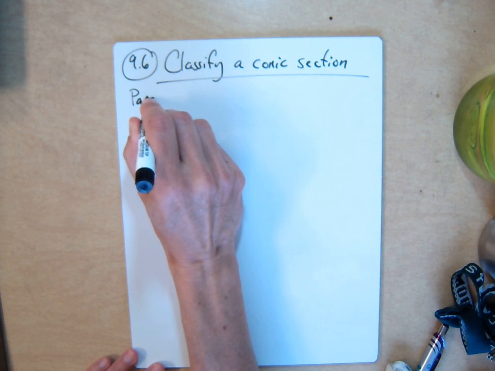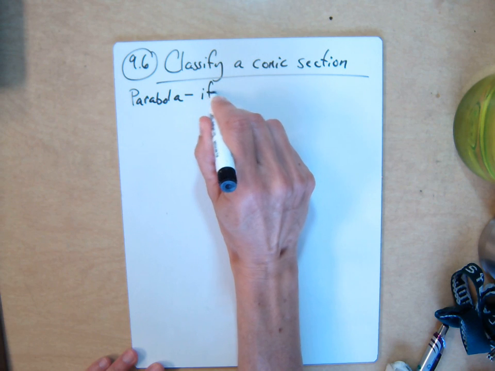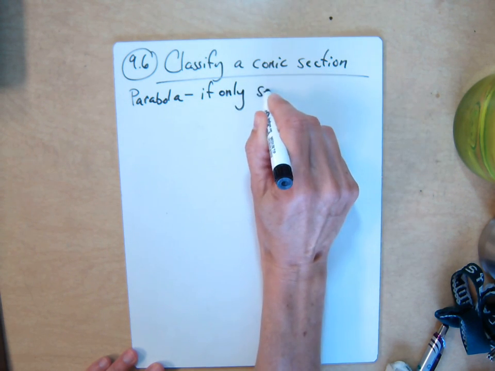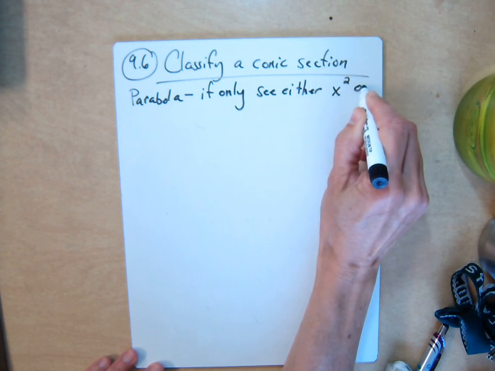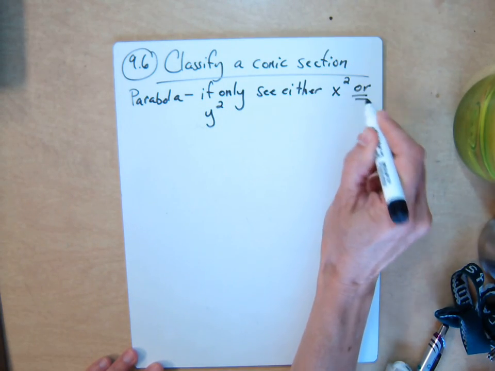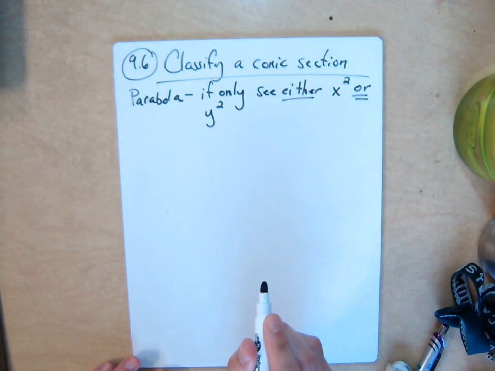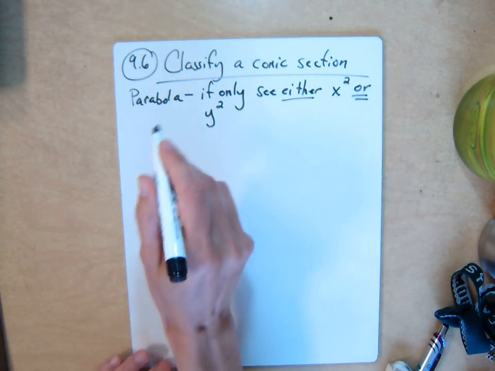If it's a parabola, you will only see either x squared or y squared. That's probably the easiest. If you see only an x squared or a y squared, it's going to be the parabola, because the forms are either x squared equals 4py or y squared equals 4px. Only one of them is squared.